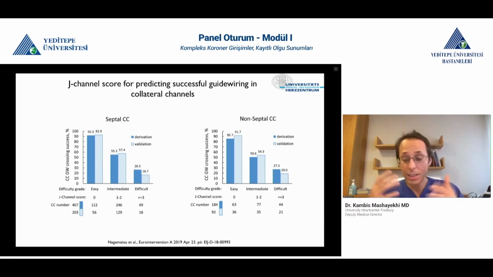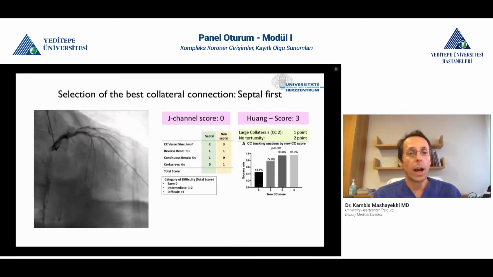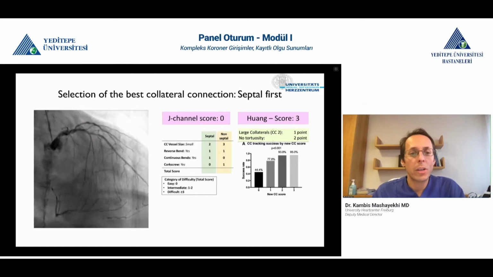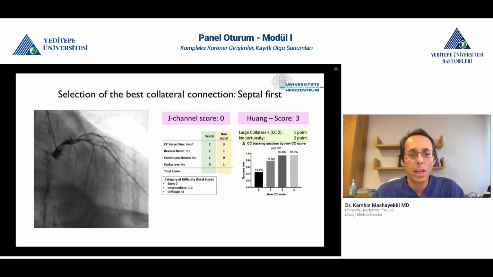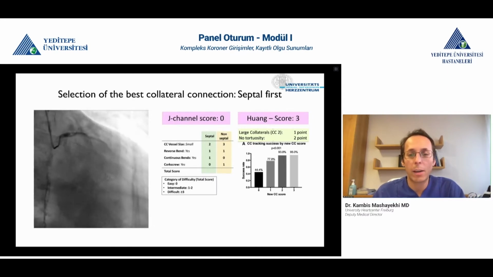This gives you a little bit of an idea about how to look at collateral channels. For sure, there is also an inter-observer variability, but it helps us a little bit more to understand collateral channels. So I show you now a very simple example. Those are beautiful collaterals. And if you start with retrograde PCI, you should go for such kinds of cases.